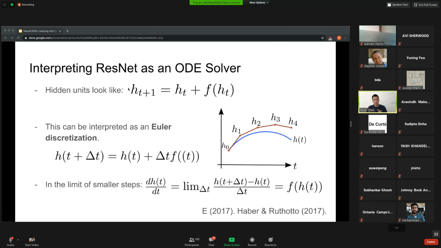Now, the hidden units in a ResNet follow this formula, where each layer has a residual connection. So you apply F on the state itself, and then you just simply add it to the input. Now, this can be interpreted as a specific way of solving an ODE where F is a differential equation, specifically with a step size of 1 and the Euler discretization. Now, from this viewpoint, we can view a neural ODE as the infinitesimal limit of a ResNet, where the step size goes to 0.